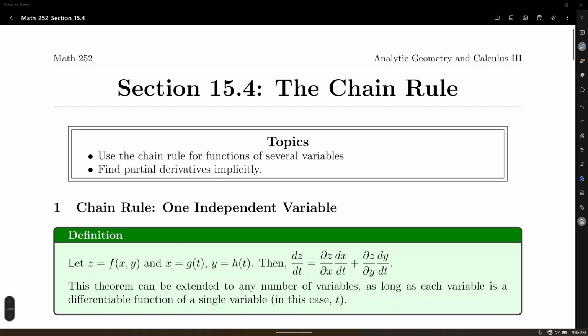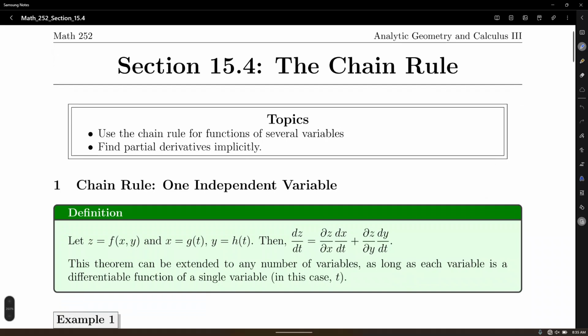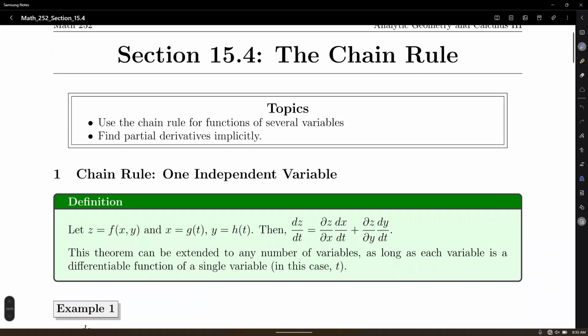So the chain rule. In this section we're going to discuss the chain rule for functions of multiple variables, and we will look at what you call implicit differentiation. Remember implicit differentiation from Calc 1? A little bit of a nightmare, right?